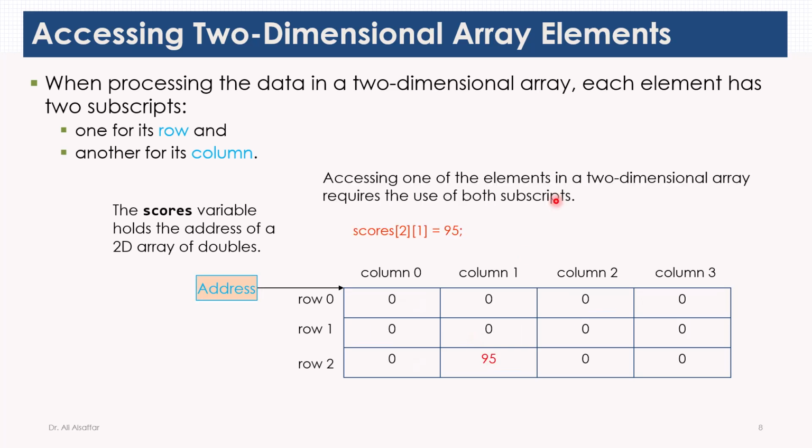As an example, if we want to store 95 into row 2, column 1, we have to use both subscripts for the row and column at the same time. So you write the name of the array, followed by the row number, which is 2, followed by the column number, which is 1, and then you put the value 95 using an assignment statement. Notice how each dimension has its own square brackets. You don't put a comma between them because you will have a syntax error.